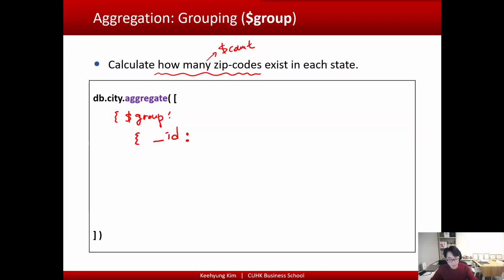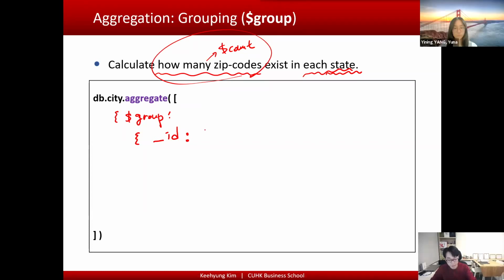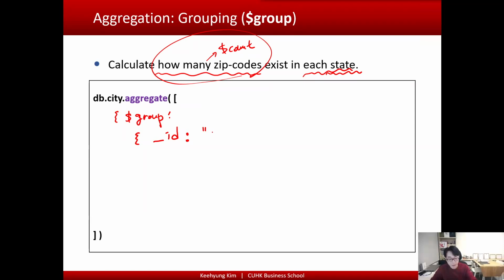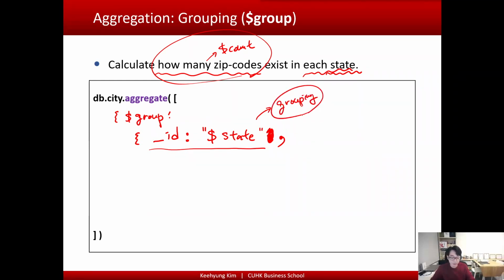So here, for each state, we want to calculate this information. So the state field should be used as a group. So we have to refer to the pre-existing state field. So use the double quote and the $ sign, and we specify state, like this. Oh, yeah, not this, comma. So that's basically the grouping rule. Based on the value inside the state field, we are going to make a group.